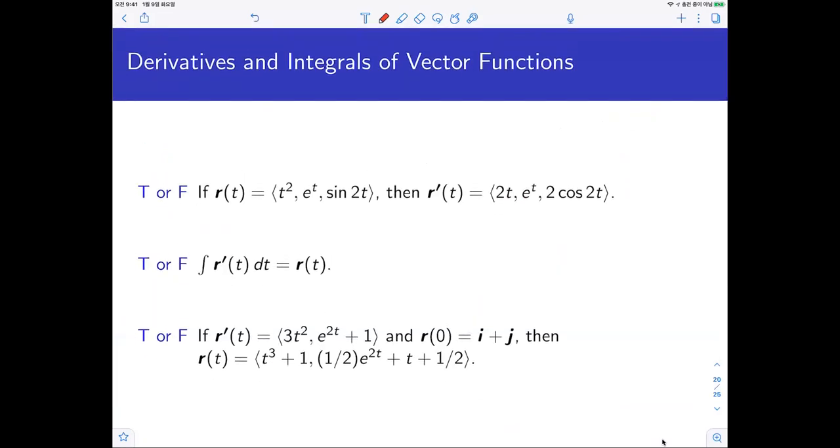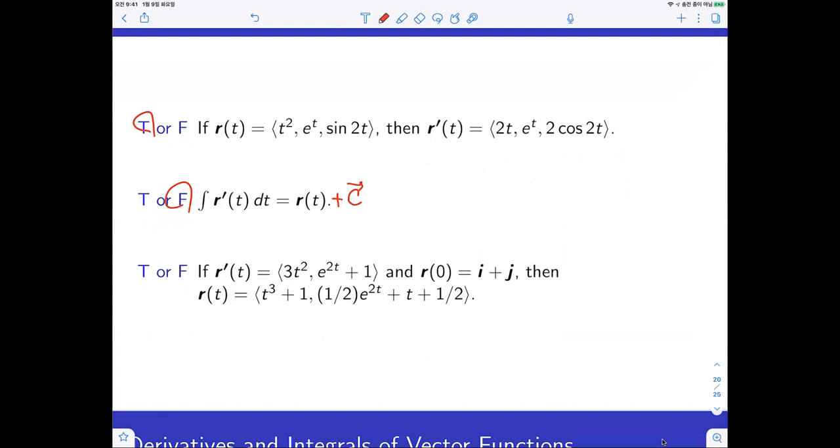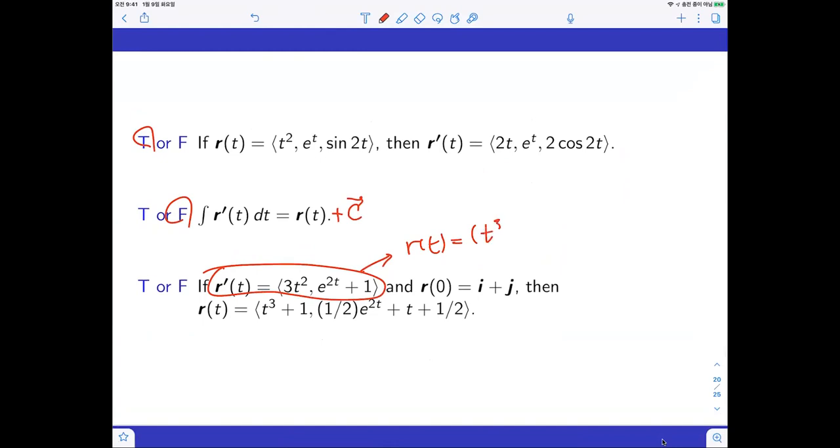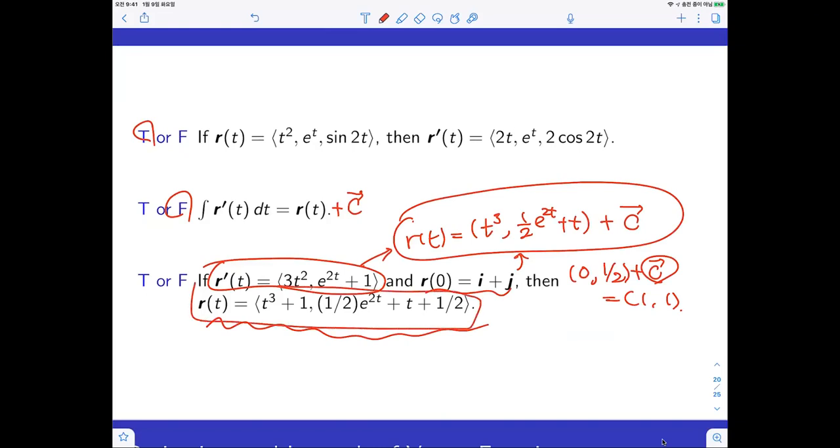Okay, from the simple calculation, this is true, and we should denote the constant vector c in here, so this is false. And here we have the derivative of r. So if we find r(t), we integrate 3t squared to get t cubed, and one half e to the t, plus t, and c. And we substitute 0 to get one half plus vector c is (1, 1), because vector i plus vector j is (1, 1). Here we get vector c, and we can express the explicit form of vector function r. So this is true.